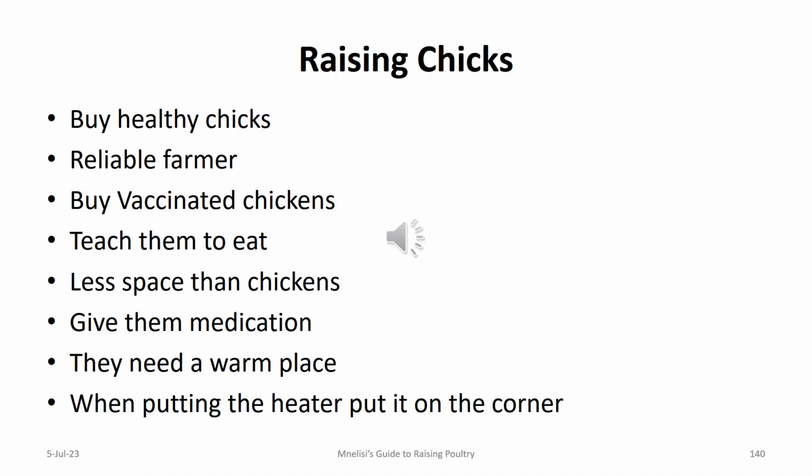Raising chicks. Small chicks are cute. When buying chicks, make sure we are buying healthy chicks from a reliable farmer. Buy vaccinated chicks.